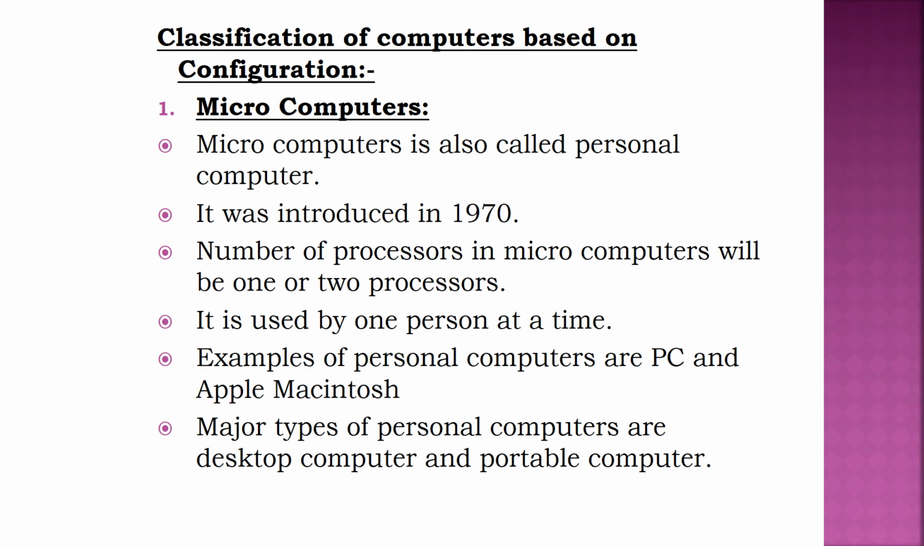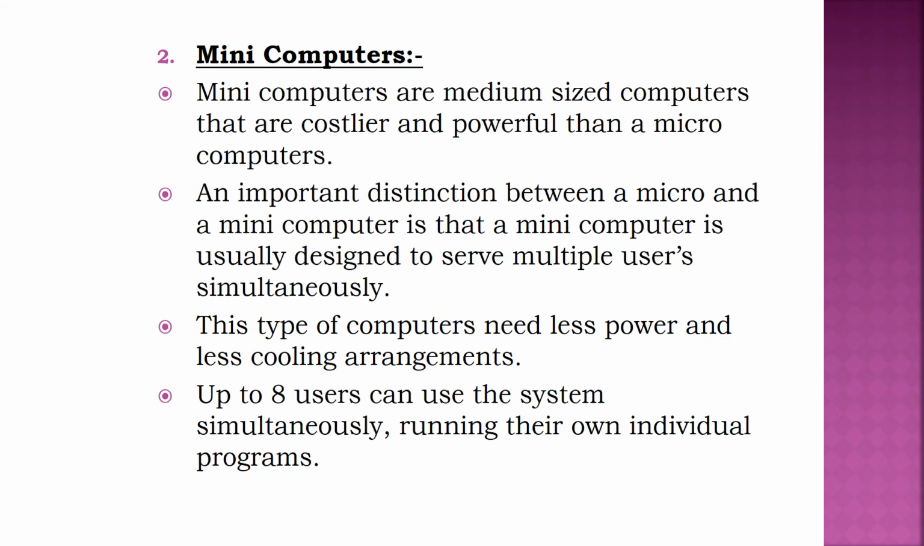We'll move on to the second type, that is minicomputers. Minicomputers are medium-sized computers that are costlier and more powerful than microcomputers. The major difference between a micro and a minicomputer is that a minicomputer is usually designed to serve multiple users simultaneously, whereas a microcomputer is used by only a single user. This type of computer needs less power and less cooling arrangement.